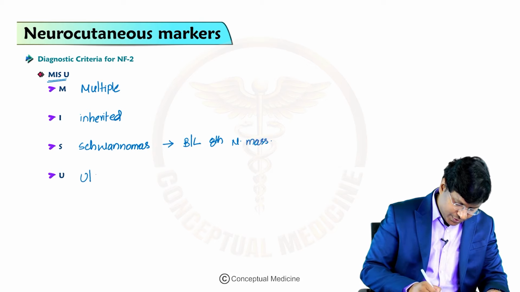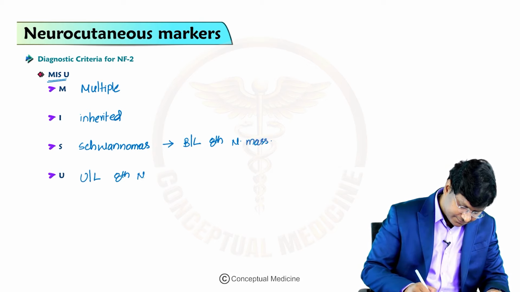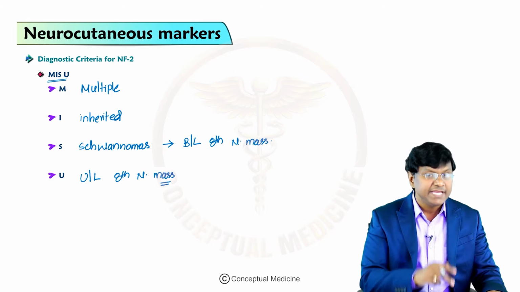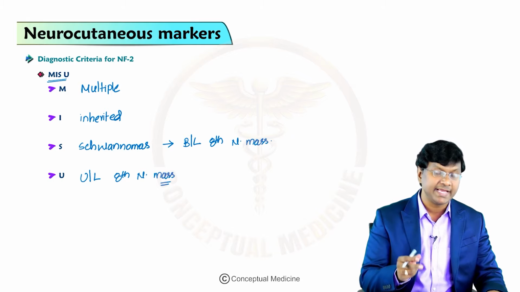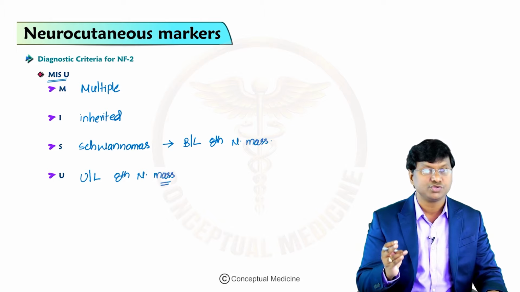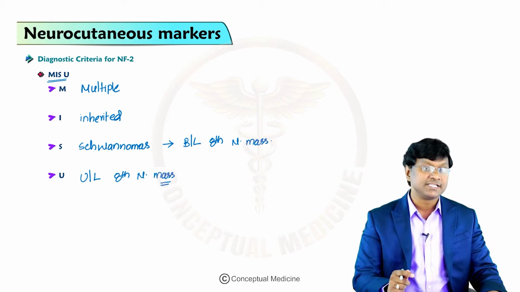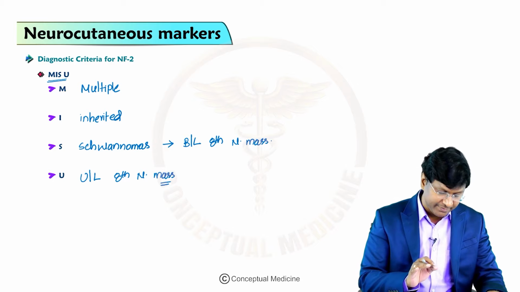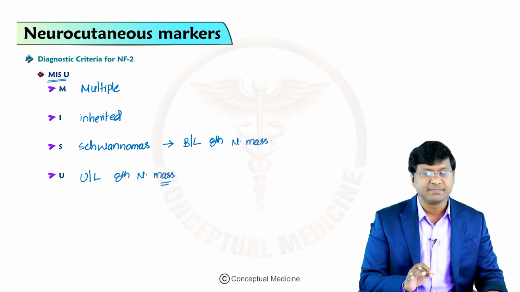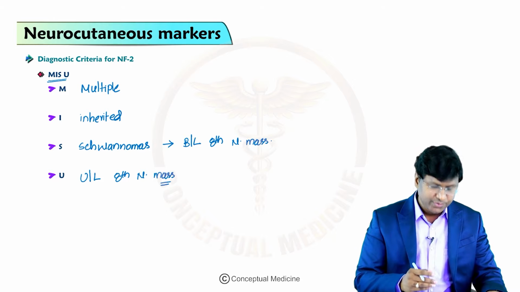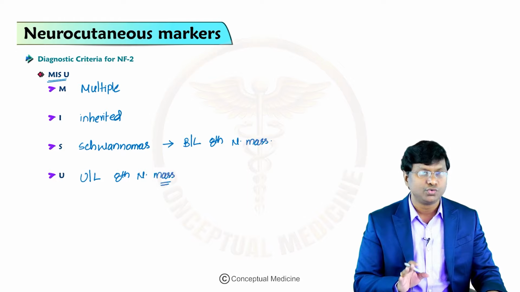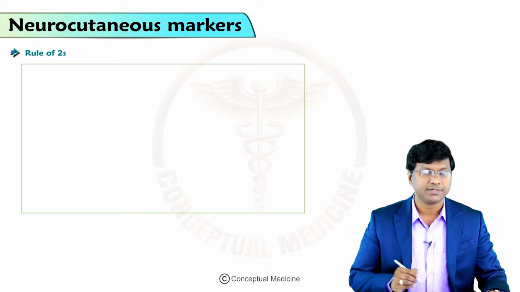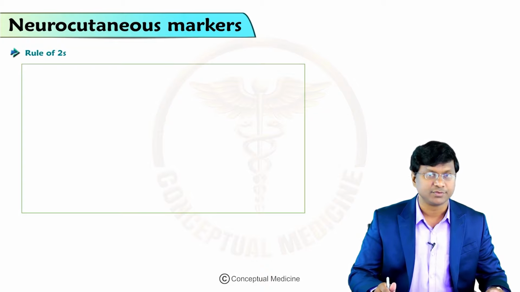Or it should be unilateral, with any two of the following tumors: either neurofibromas, meningiomas, gliomas, schwannomas, and posterior subcapsular opacity, right? So that is about the diagnostic criteria for neurofibromatosis type 2, that is MISU. Multiple inherited schwannomas, unilateral, or any two of the following, right? And what are those two of the following? I have discussed. Now you need to remember the rule of 2 in neurofibromatosis type 2.